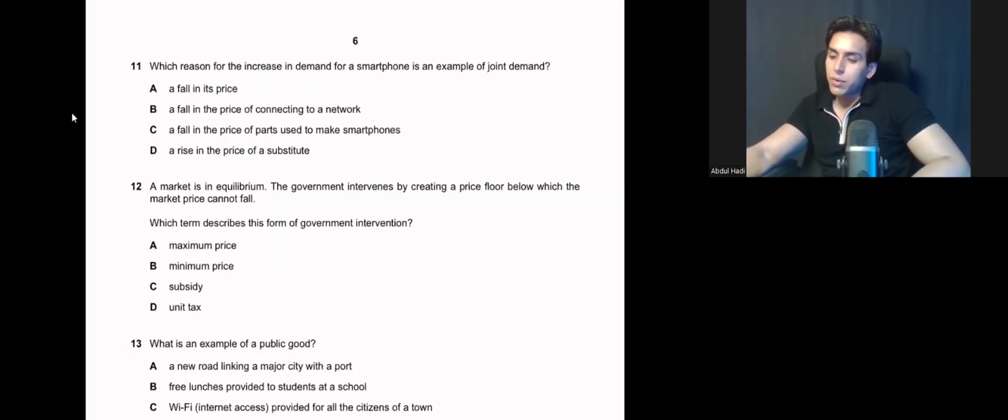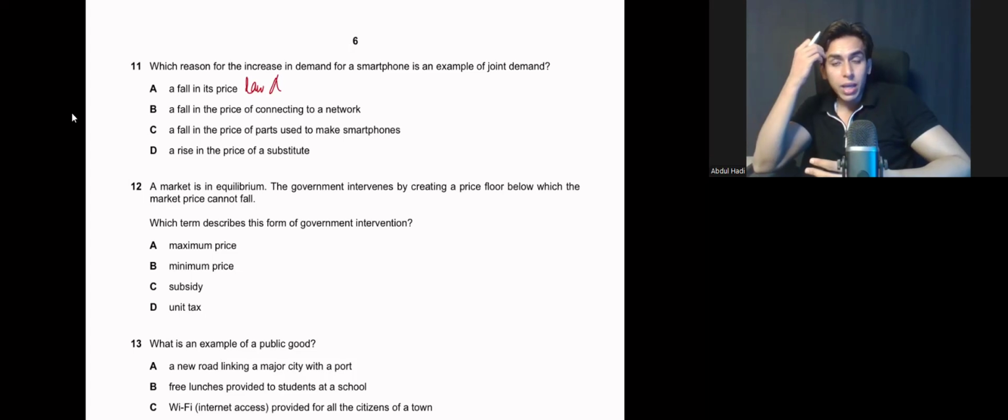Okay, 11. Which reason for the increase in demand for a smartphone is an example of joint demand? So it is talking about joint demand. A fall in its price. See, this is a basic law. This is not joint demand. Joint demand is when two commodities are rising at the same time. Like for example, if people buy a mobile phone, they'll buy a SIM card as well. So this is joint demand.